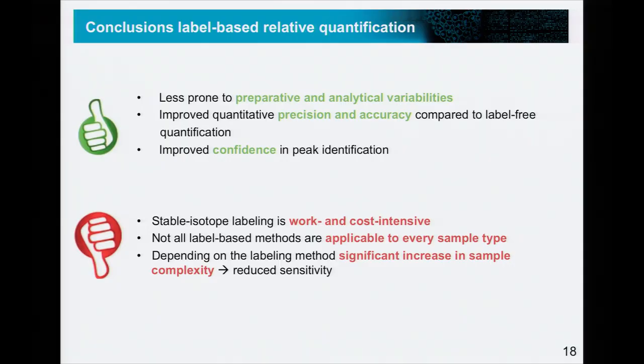But the disadvantages are that it's work and cost intensive. You cannot apply all methods to all samples. We discussed this already. And depending on the labeling method, you increase your sample complexity significantly, with SILAC, with 15N labeling. And I had cases where in a label-free measurement, I could detect a peptide above the detection limit. But when I went to the SILAC or 15N method, the noise was so big that I was no longer above the threshold. So this can definitely happen.